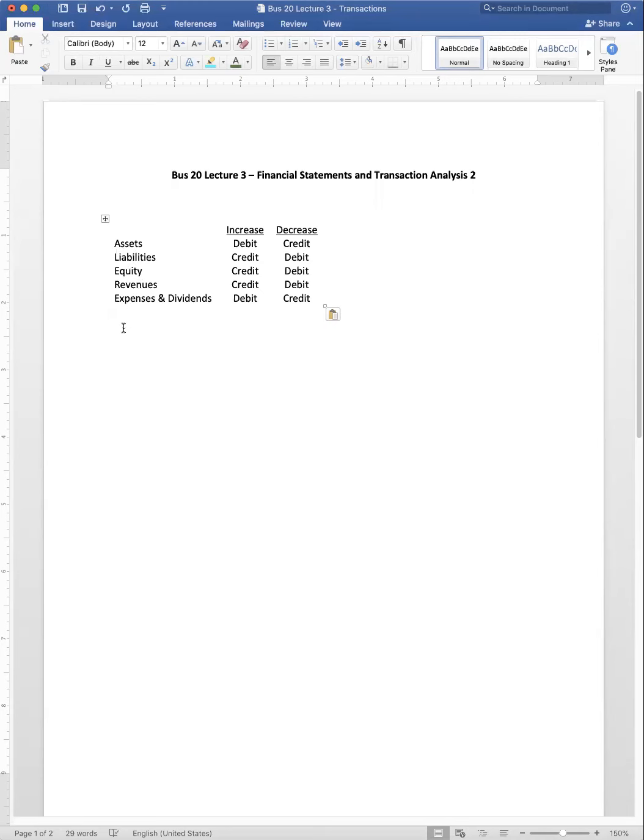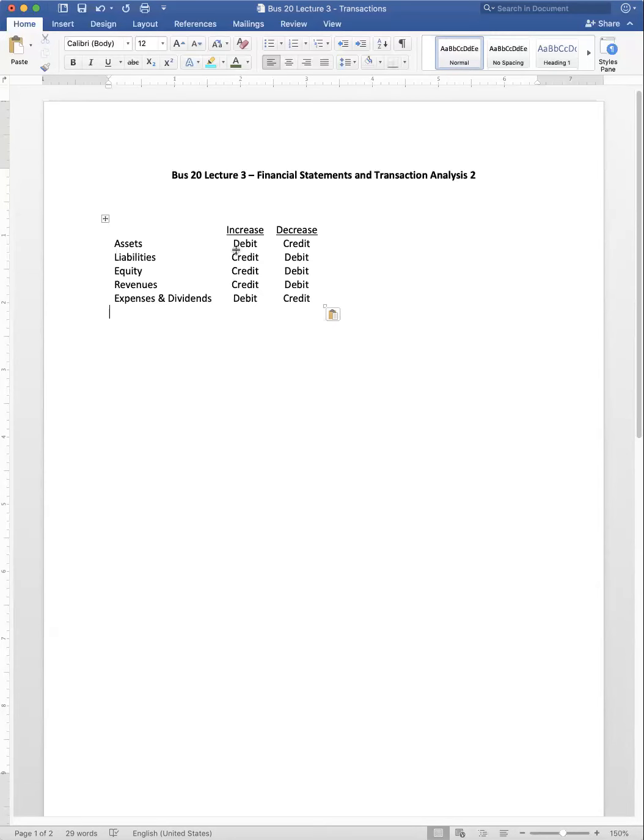And you'll notice I made a slight change here. For expenses, I changed it to expenses and dividends. Now, dividends and expenses are not the same thing. Dividends are not on the income statement. They're not part of calculating profit or net income. But for the purposes of debit and credit, they behave like expenses. So I'm just putting them there with that last category.